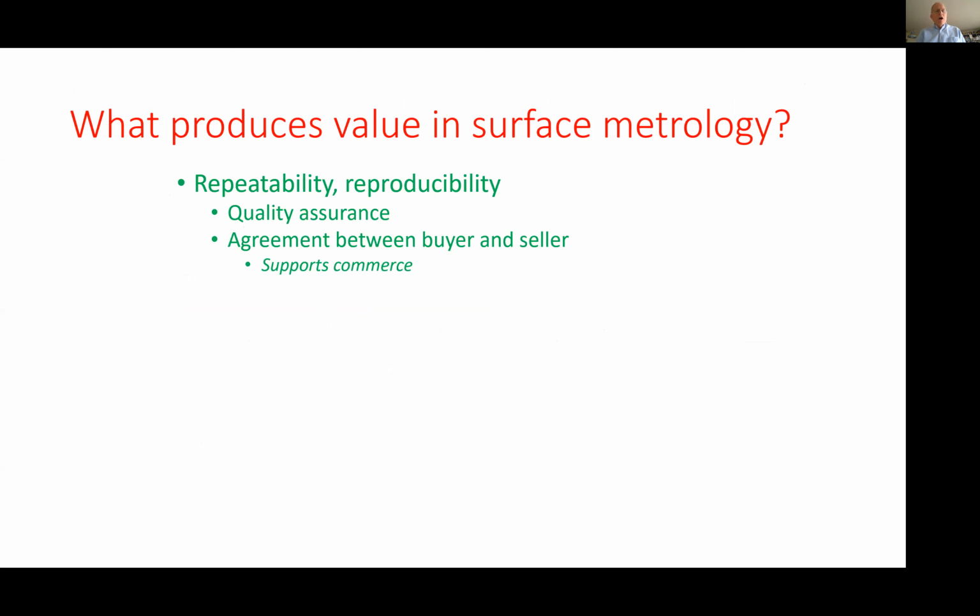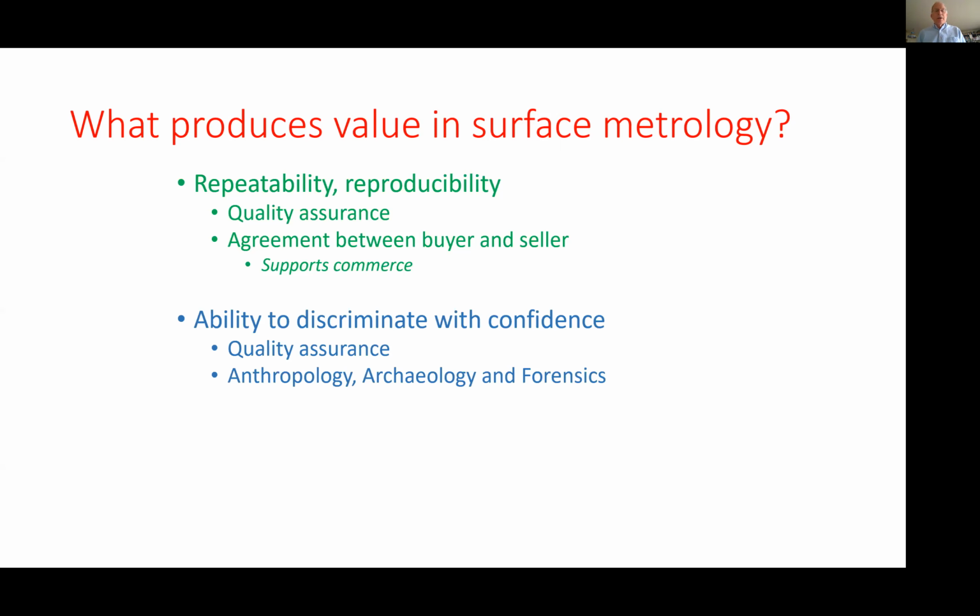We're going to be talking today about ability to discriminate with confidence, or differentiate, or discern, being able to tell surfaces apart. Clearly that has roles in quality assurance, but it's also important in anthropology, archaeology, and forensics. Can we tell which bullet a gun came out of? Can we tell what the stone or bone tool was used for that was made years and years ago? Or can we tell what critters have been eating? We'll touch a little bit on some of these.